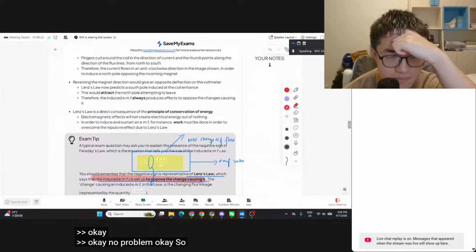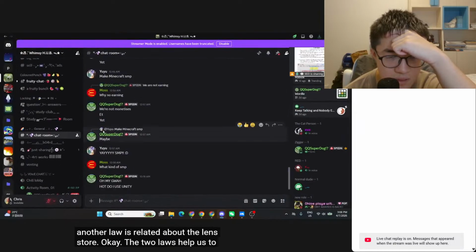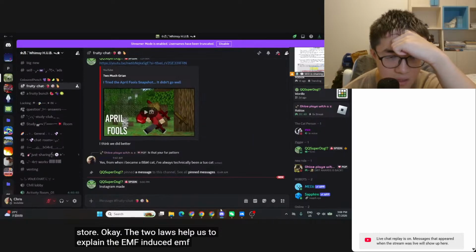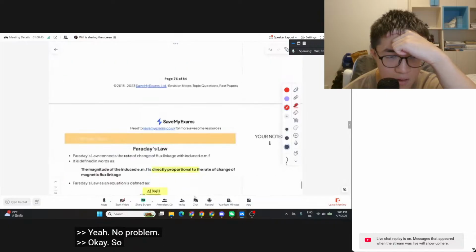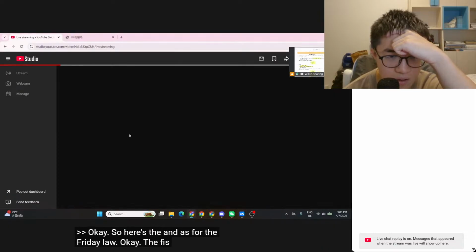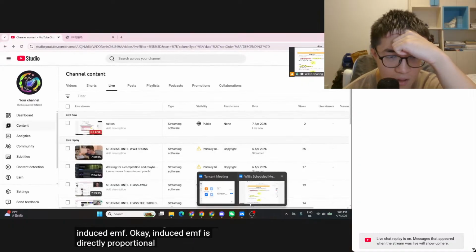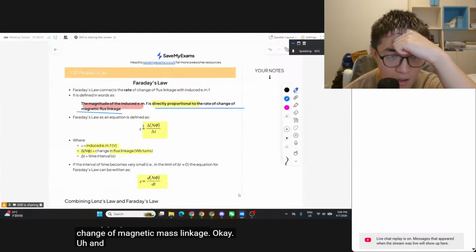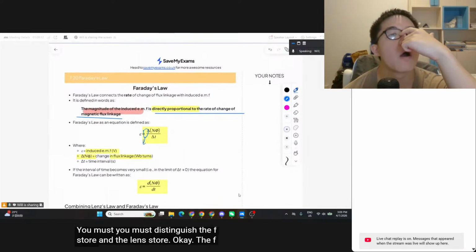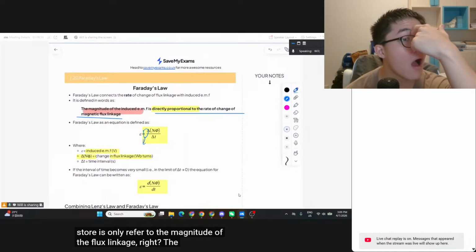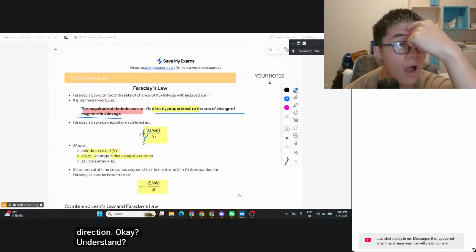So here is the law related to Faraday's law, and another law related to Lenz's law. The two laws help us to explain the induced EMF value. As for Faraday's law, it only relates to the magnitude of induced EMF. Induced EMF is directly proportional to the rate of change of magnetic flux linkage, and there is no negative sign. You must distinguish Faraday's law and Lenz's law. The first law only refers to the magnitude, the rate of change of flux, and Lenz's law only relates to the negative sign, the direction. Understand? No problem.